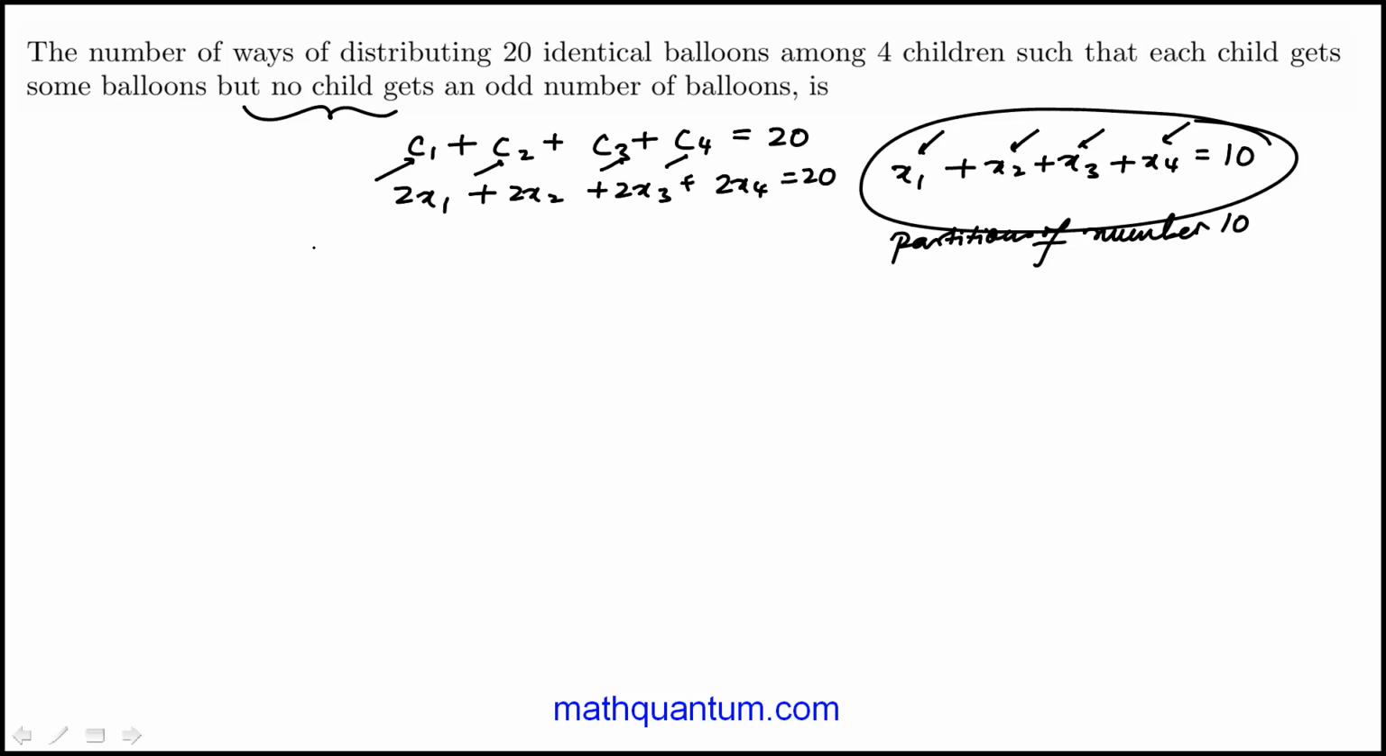So for example, one solution could be 1, 3, 2, 4. And this is x1, x2, x3, x4. But we could also swap these around, 3, 2, 1, 4, so on and so forth. So we need to count these solutions. So these are called partitions, and I'll kind of explain what the concept is.